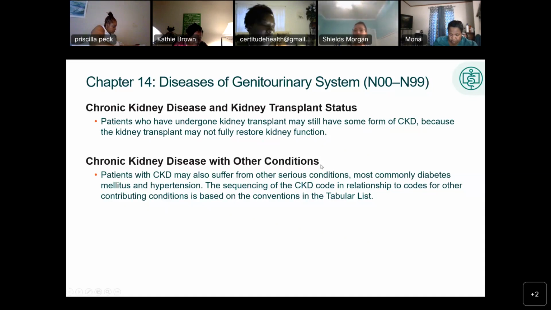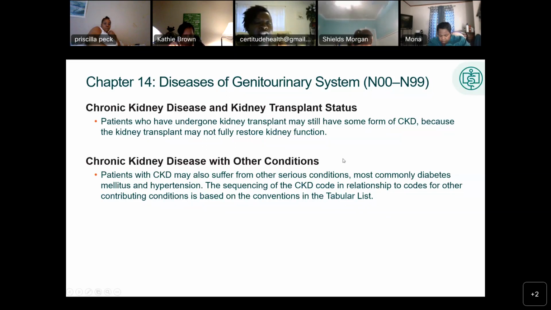So that guideline specifically says they may still have some form of CKD because the kidney transplant may not fully restore kidney function. So you must query the provider before assigning additional codes for CKD for that reason. Chances are you won't have an example of that in a testing environment because I very rarely see it in a real life environment, but just be aware and familiar with the guideline. And then the last one is for patients with chronic kidney disease and other conditions.